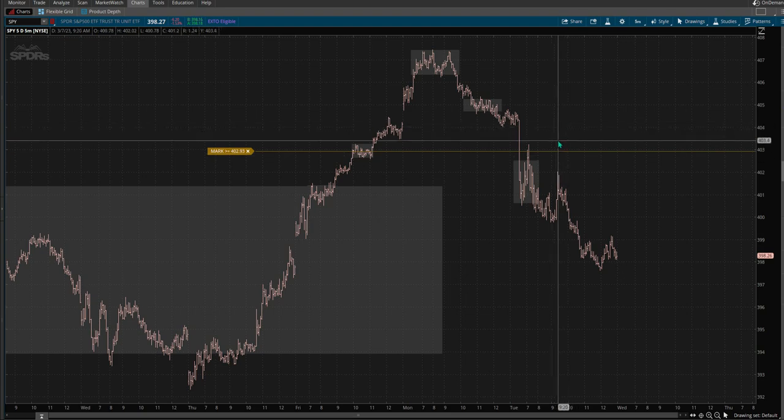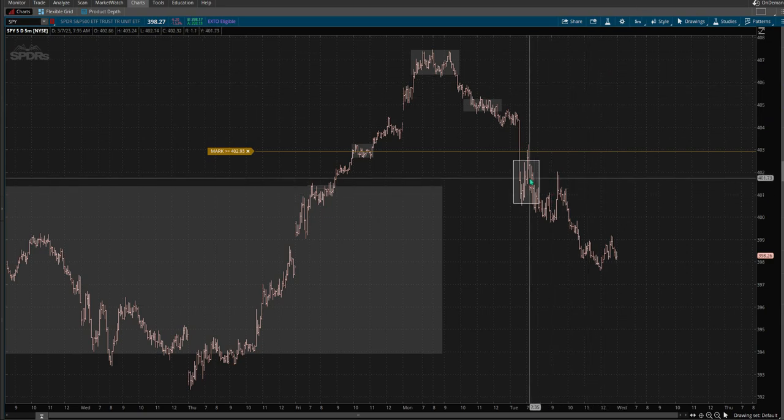You don't want to take a big loss on these. No big losses in trading. So big gains, yes, but no big losses.